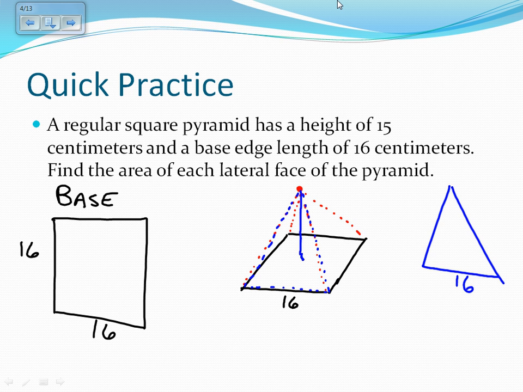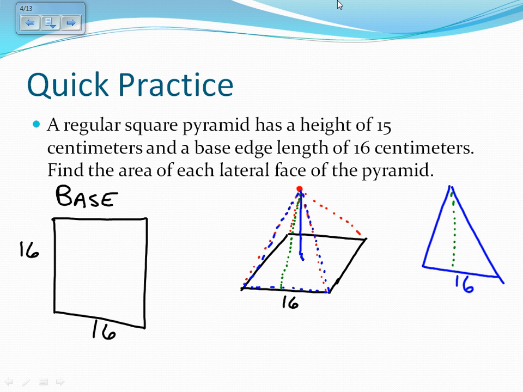We need to find that height, right? Because we want to find the area of the lateral faces. Do we agree that all 4 of those triangles are going to be the same? So we already have the base. We need to find the height. Well, that height is right there.